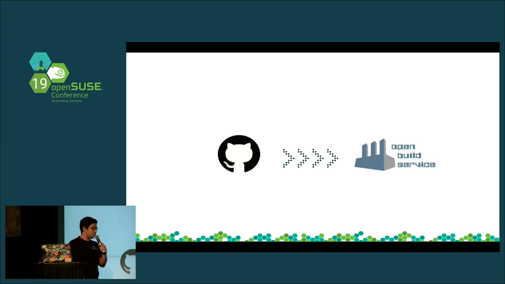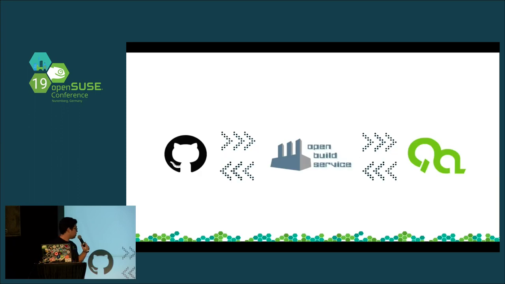But what we cannot do, and what we want, is that when something happens in OBS, it should also be possible to send an event or a request to another external tool. For example, in the case of OpenQA, when an event happens in OBS, we can tell OpenQA, okay, now you can test. OpenQA is an automatic test tool for open systems. That could be OpenQA, that could also be Travis, or any other kind of tool.